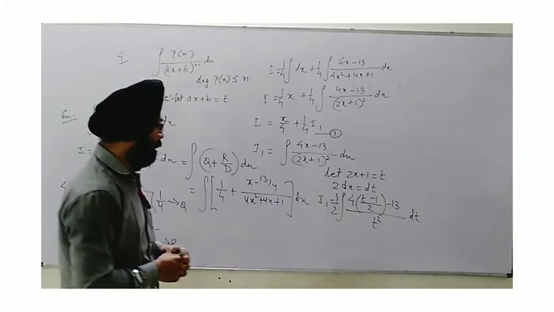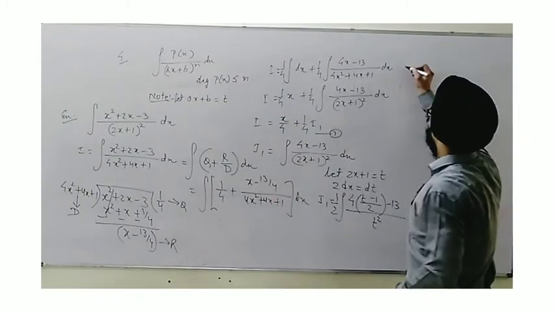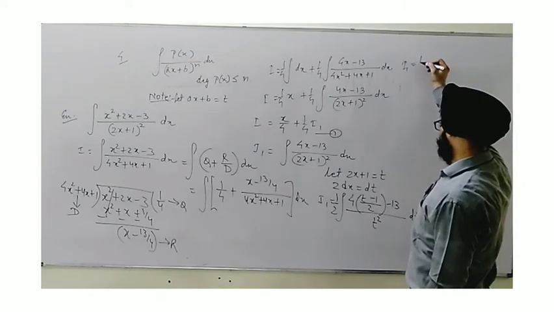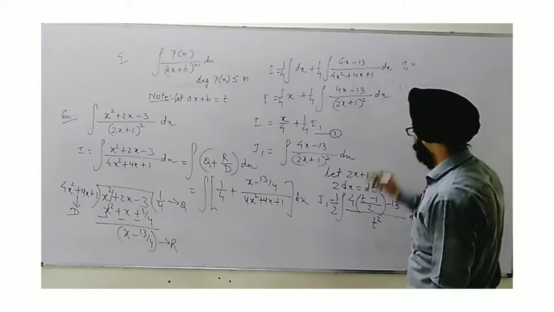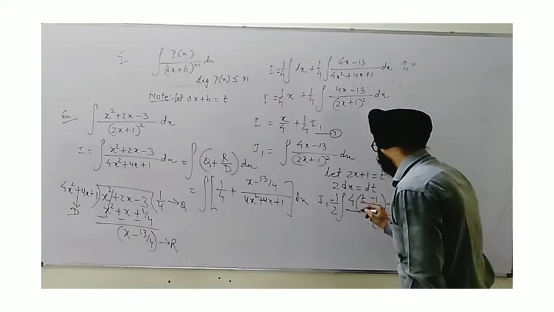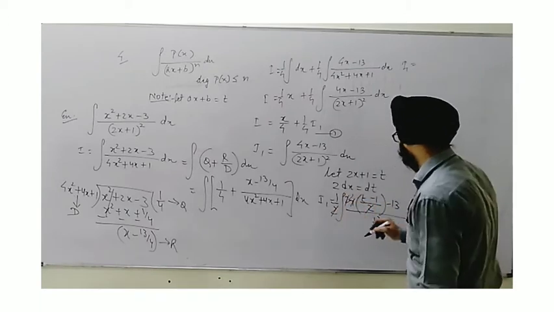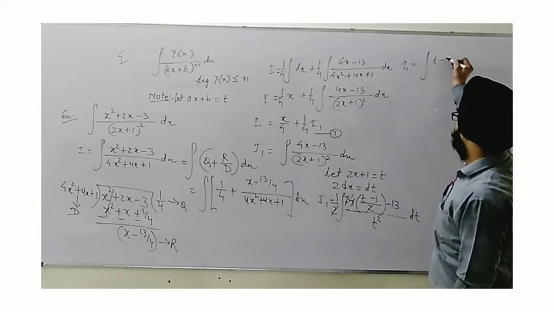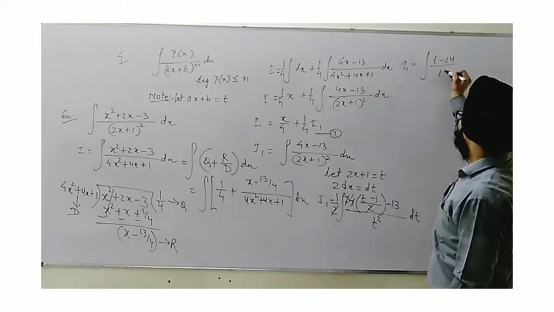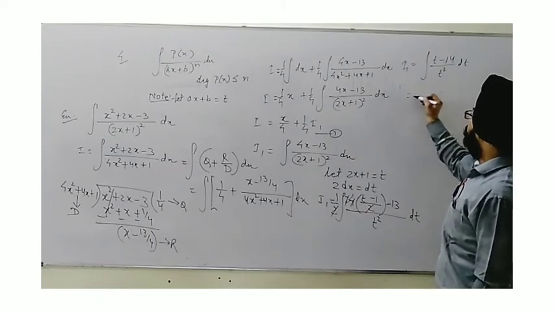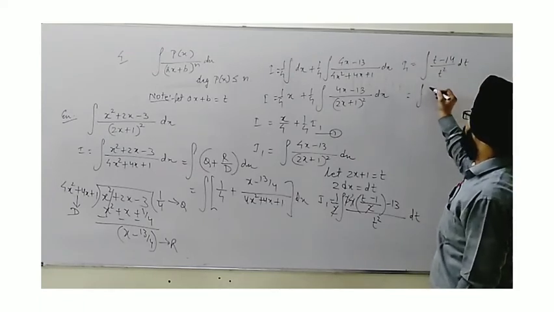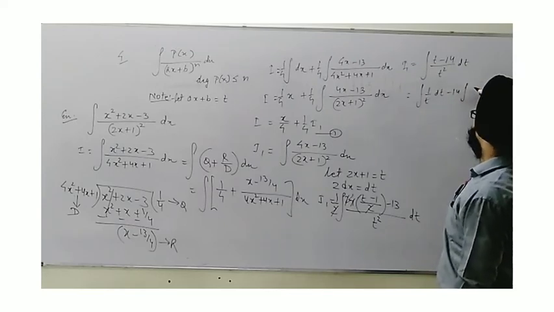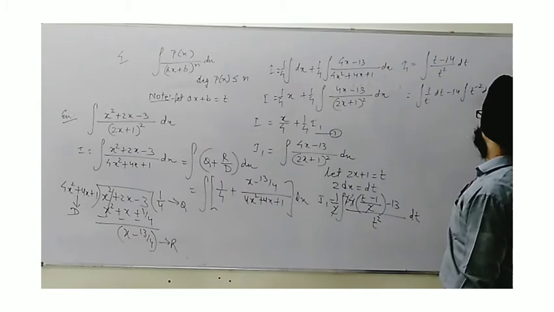Now we have to simplify I1. Cancellation is here, 2 2s are and 2 1s are. So finally we can write this as the integration of (t minus 14) upon t square dt, and separating we get t upon t square as 1 upon t dt, minus 14 times t raised to the power minus 2 dt.